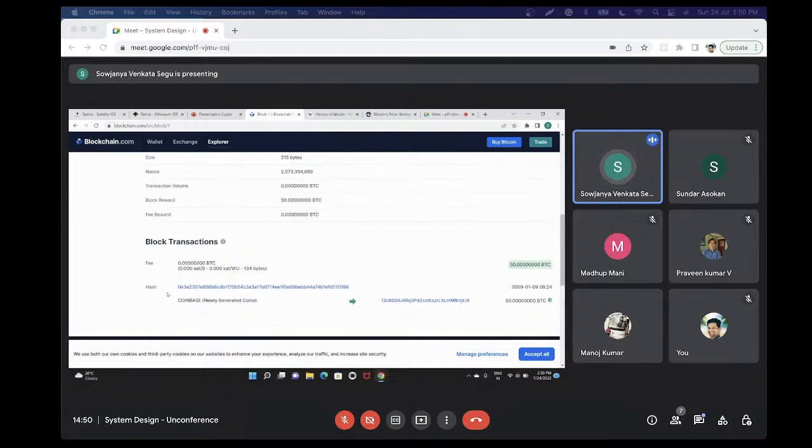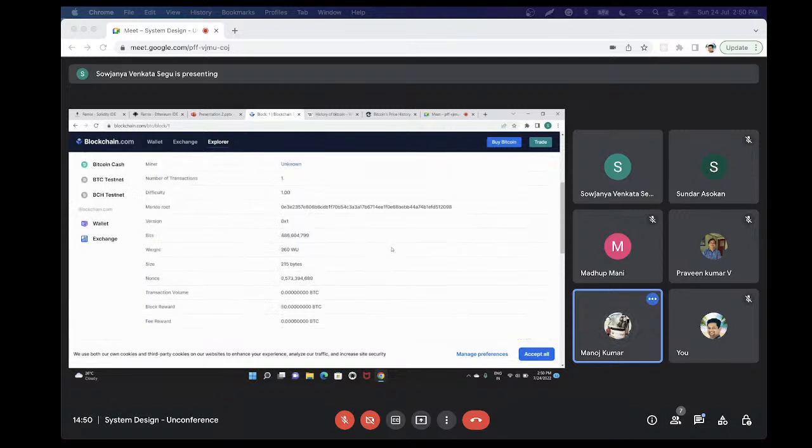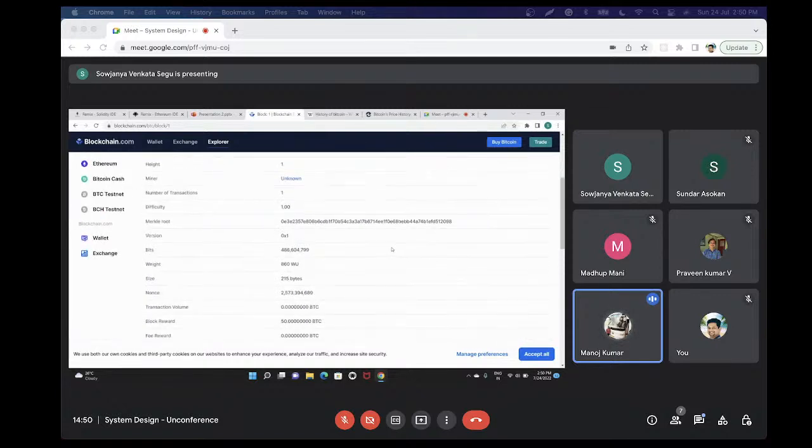Since this is a public blockchain, everybody can see the transactions like this, and we can see who owns this address and these 50 Bitcoins here. Can you go a little bit up? There's a Merkle tree. What is the use of this?